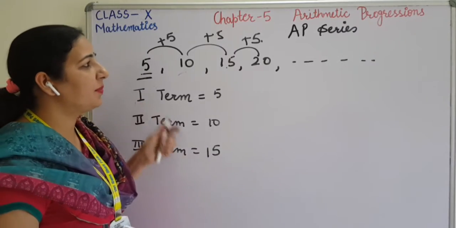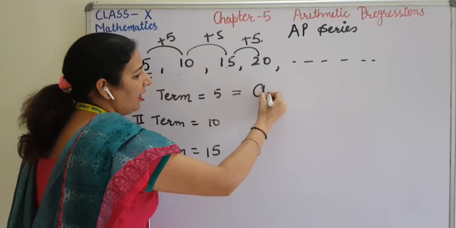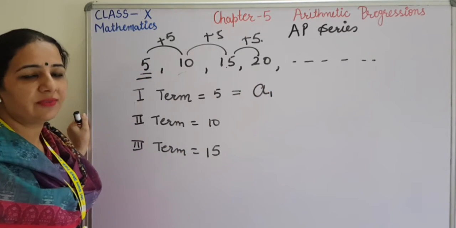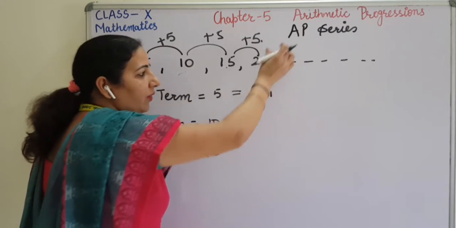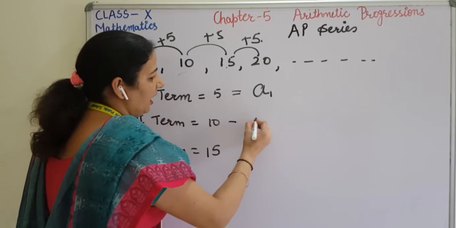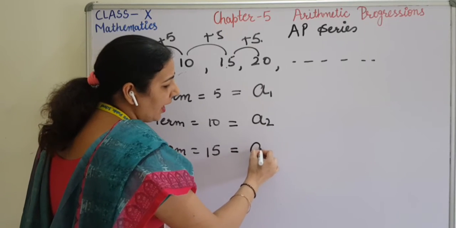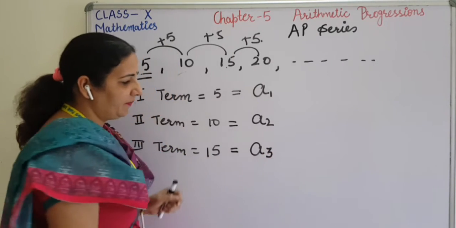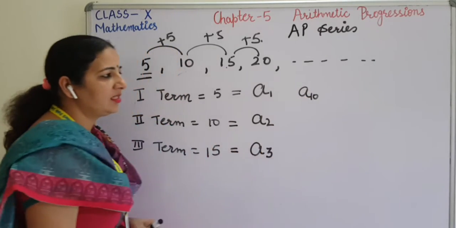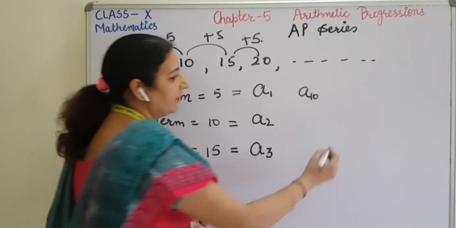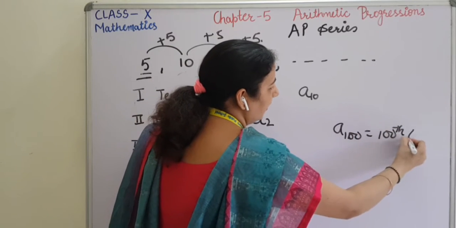But there are some special names in this AP series. The first term will be written as A1. They just have chosen this small a as a symbol of the AP series, and the next will be A2. A2 means second term. A3 means third term. If I write here A10, what is the meaning of A10? It means 10th term. A100 means 100th term.